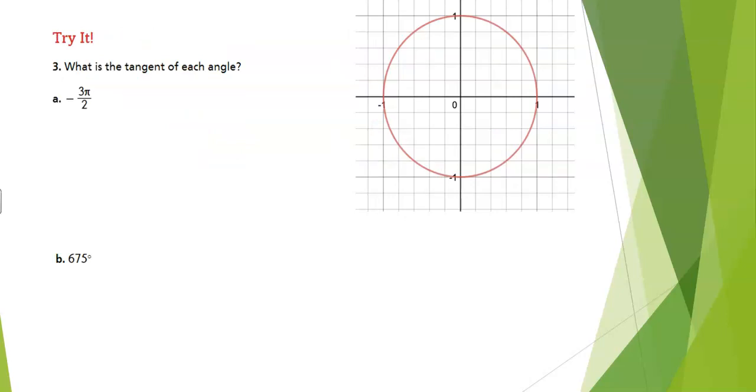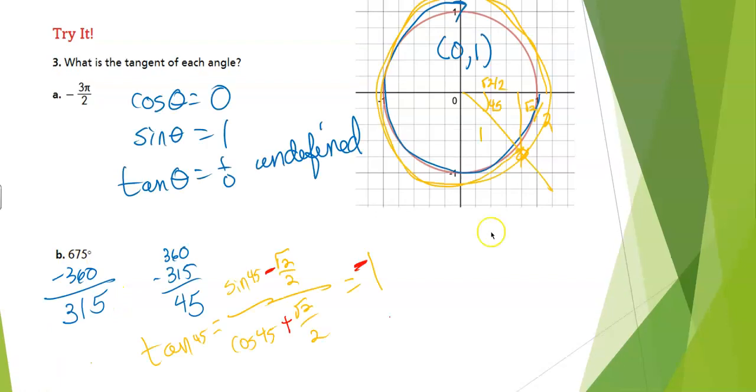Now I want you to try these, and you can use this to help you. This one might take a little more work if you remember how to do those. This one ends up kind of interesting. I used the blue circle here for negative 3 pi over 2, so you end up at pi over 2 right here, which is 90 degrees. And that point is actually 0, 1, so the cosine is 0 and the sine is 1. So the tangent is sine divided by cosine, 1 divided by 0, which is undefined. The math police do not like it when you try dividing by 0.